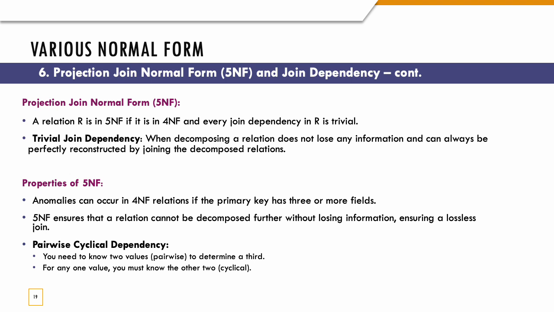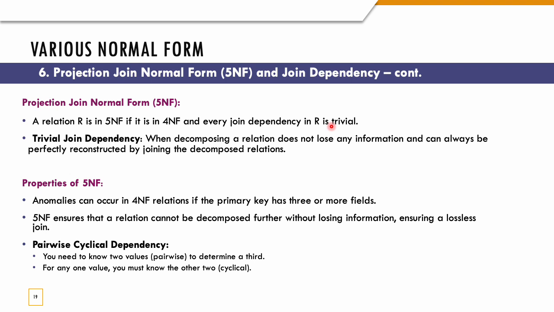All right, the projection join normal form, or we call it fifth normal form. The definition of the fifth normal form: a relation R is in fifth normal form if it is in fourth normal form and every join dependency in R is trivial.